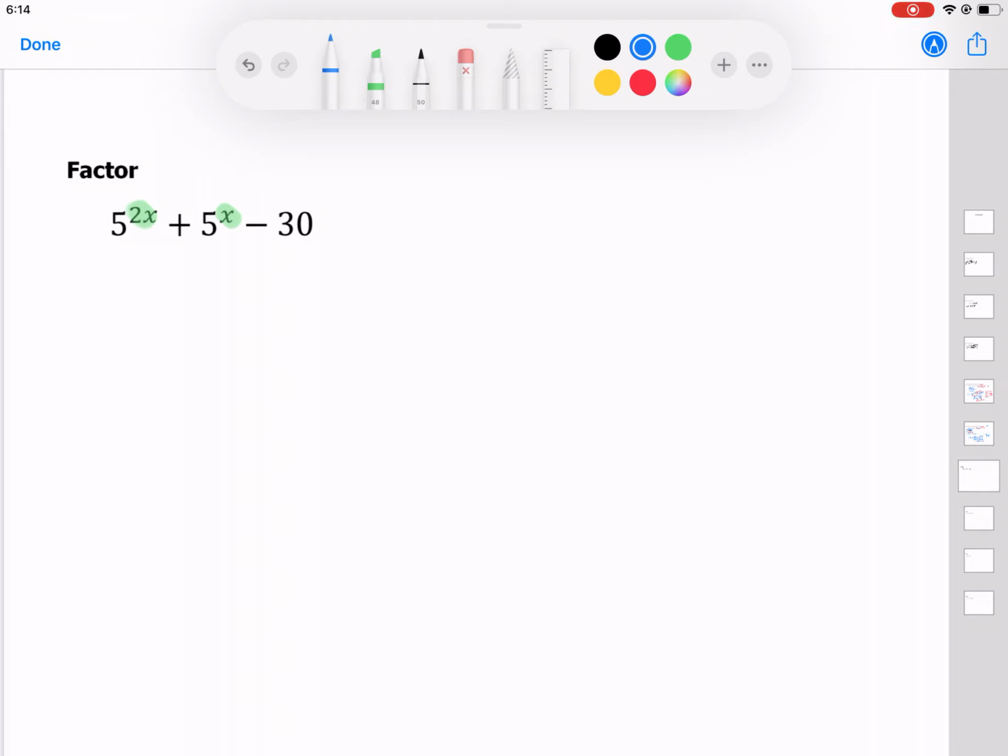Now, before we do that, let's actually just do a little substitution. I'm going to go ahead and say y is equal to 5 to the x, so that middle term. If y is 5 to the x, that means y squared, if I square it, would be 5 to the 2x, because you're squaring both sides. So I'm going to go ahead and do a substitution there. So we have y squared, because 5 to the 2x is y squared, plus y, because 5 to the x is y, minus 30, and I can go ahead and factor that. That should be pretty easy to factor.